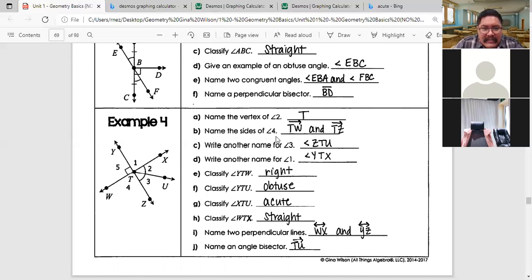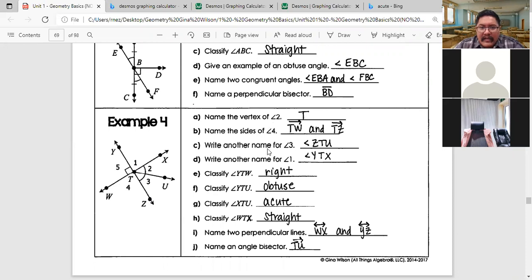Name the sides of angle 4. So here we have 4, and starting with T, that's our vertex, we can go TW, which is this one right here, and they labeled it right there. And then TZ. So TZ is this side over here. And those are just the sides. Those are the parts that make up the angle, the lines or rays that make up the angle.